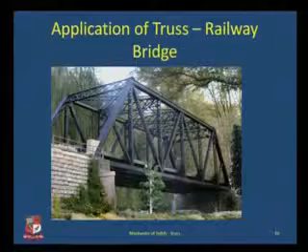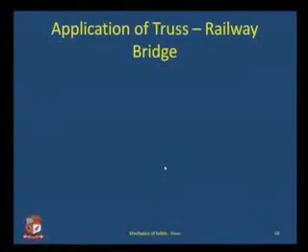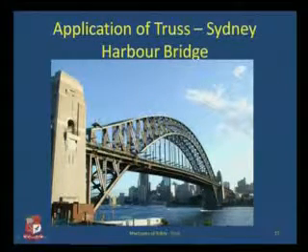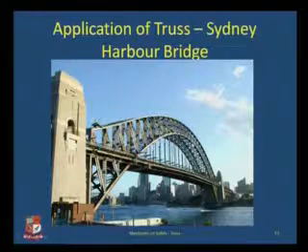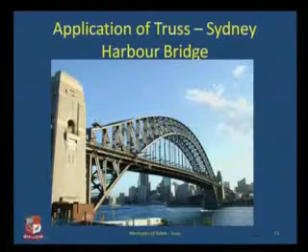This is another truss which has been used for a bridge over two supports. This is your famous Sydney Harbour bridge, where again a truss has been used, but the total members are curved in section, and the bridge has a suspension edge section on which the roadway is moving.